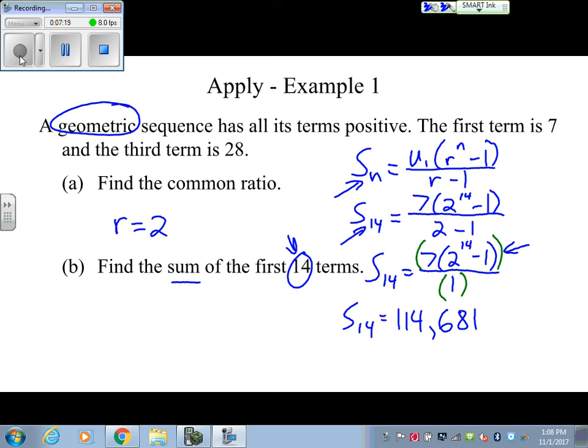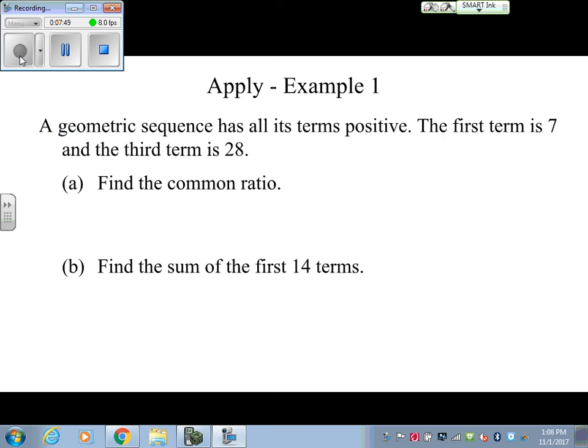Now you might say, how did that get so big? First term was only 7, the third term was 28. But the thing is to remember that we are multiplying and getting larger numbers, and then we're continuing to add those together. And so even just going to the 14th term is going to give us a very large number, let alone actually adding them up. All right, we're going to look at one last example here in this particular video.